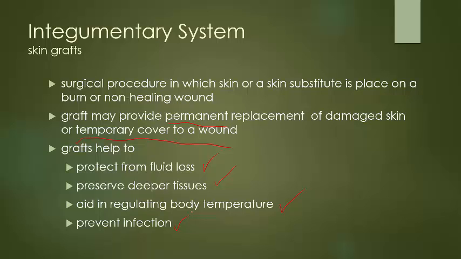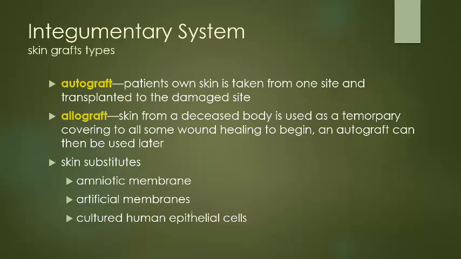So where do we get grafts from? What are the sources of grafts in the body? Well, there are multiple sources. The best source, though, is to use the patient's own skin, because this can be a permanent transplant of skin to the damaged site that will then allow the most complete healing to occur. So autografts, like autobiography, means self. So an autograft is a graft that comes from the person who's been injured.